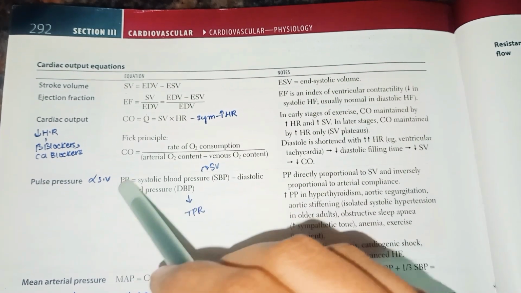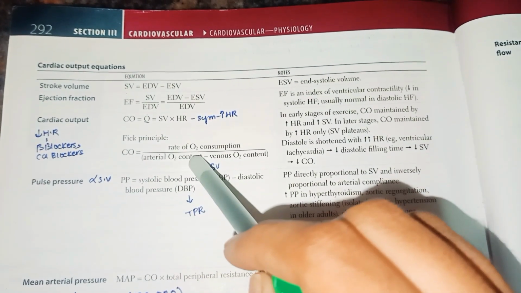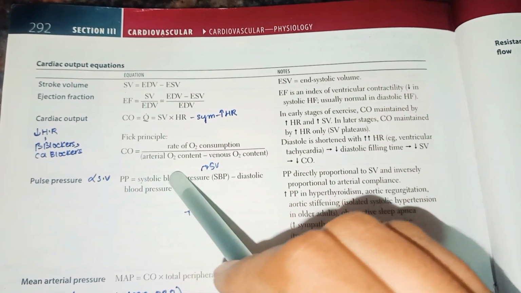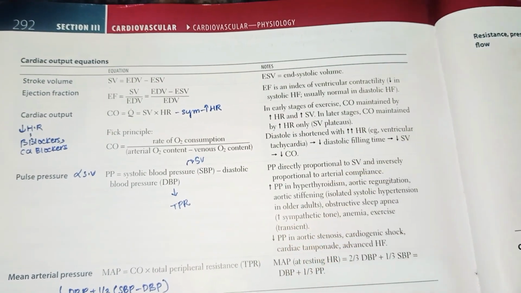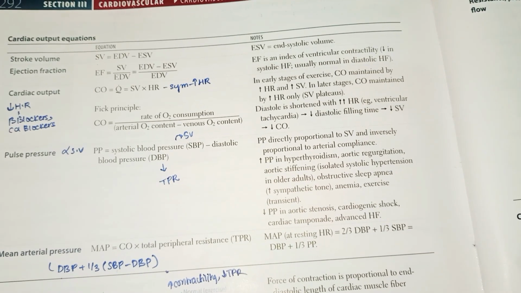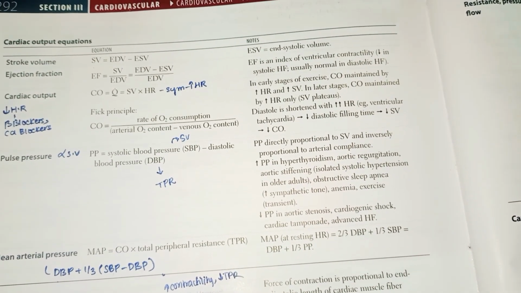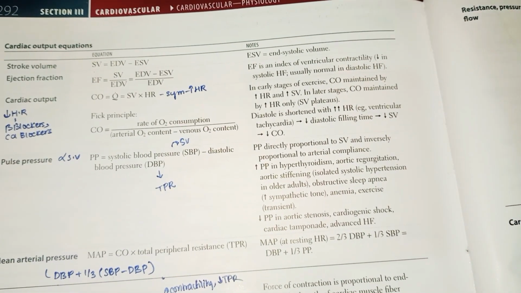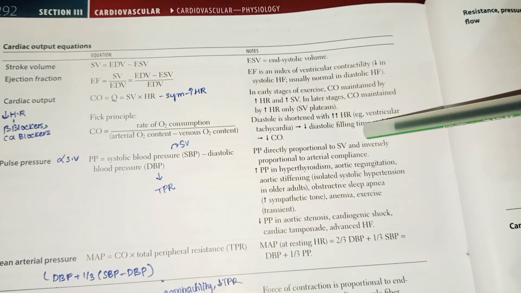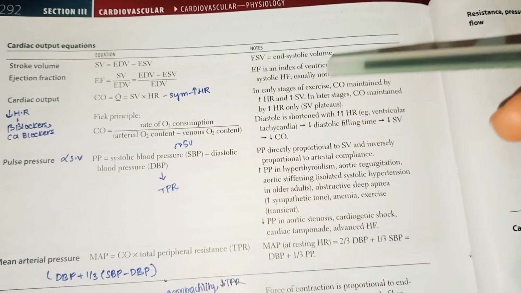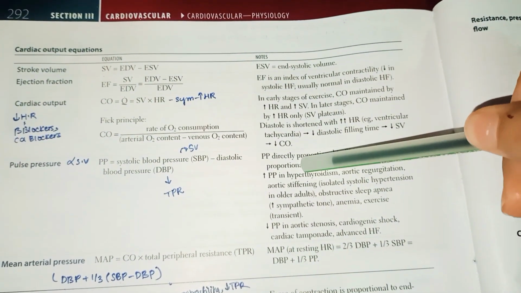Now coming to the Fick principle, which says that cardiac output is equal to rate of oxygen consumption divided by arterial oxygen content minus venous oxygen content. And the diastole is shortened with increased heart rate. How to understand this is because your heart is pumping more rapidly. As your heart is pumping more rapidly, there is no time for filling. So as there is no time for filling, the diastolic filling time will decrease and even the stroke volume will decrease, and that in turn will lead to decrease in cardiac output.